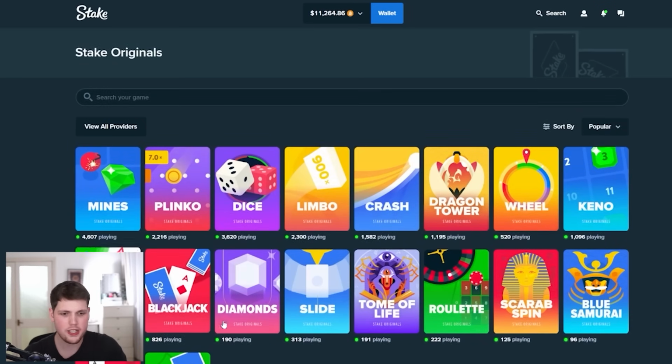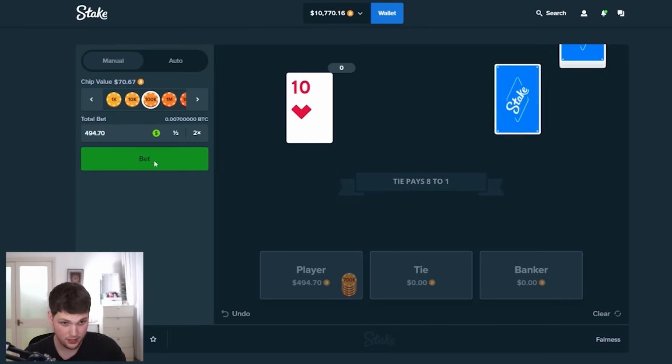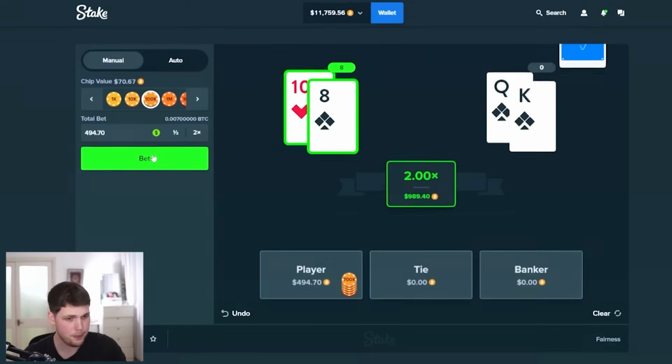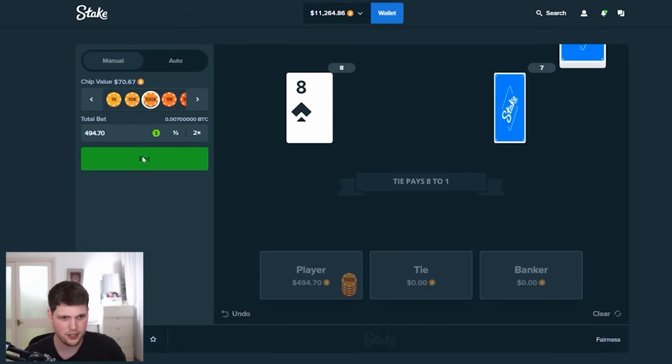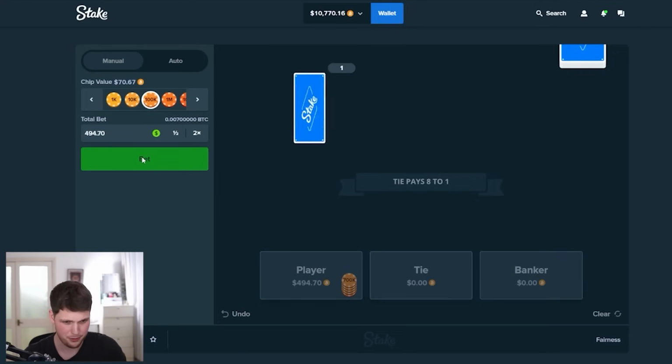Moving on. There's one Stake Original we have not been to yet. That is Baccarat. Of all Stake Originals, I don't think I've ever played Baccarat on the channel. Well, there's always a first. I'm going player. $500 down. Eight. Beautiful. Absolutely beautiful. Try it again. I don't play Baccarat often. 8. 0, please. 1. Oh, dear. 4. Yeah, I figured that would happen. Try it again.